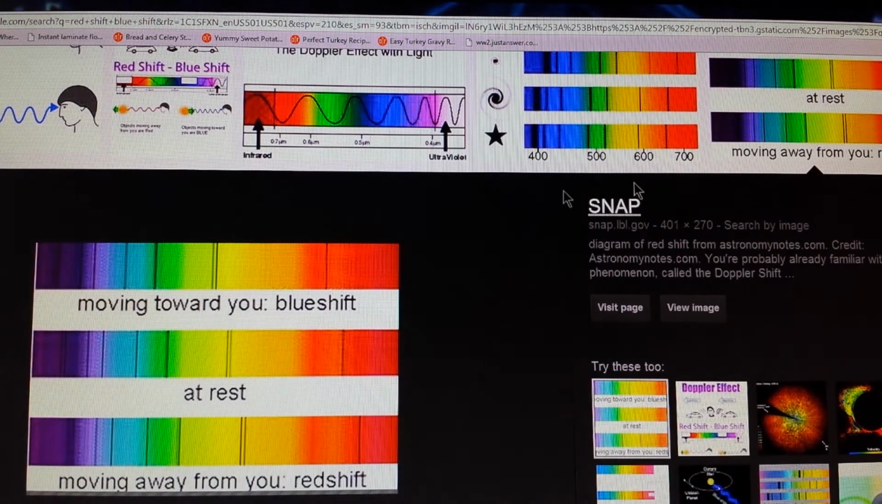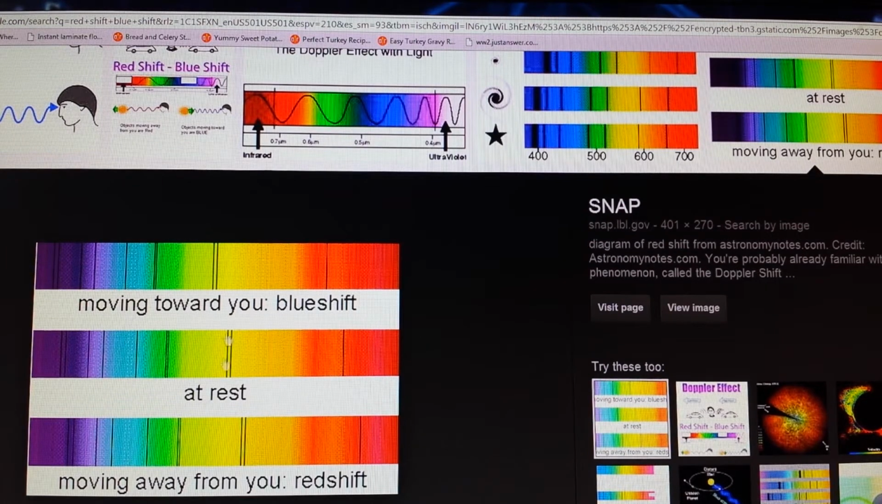Another way of thinking about that is this. If the object was at rest, this would be its electromagnetic spectrum. And you can see the lines represent the kind of light we receive from that particular object. The top one shows moving toward us would be a blue shift, so all the lines literally shift from where they were toward the color blue. Versus if an object is moving away from us, it shifts toward the red.